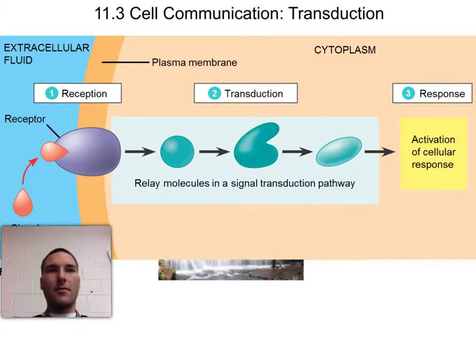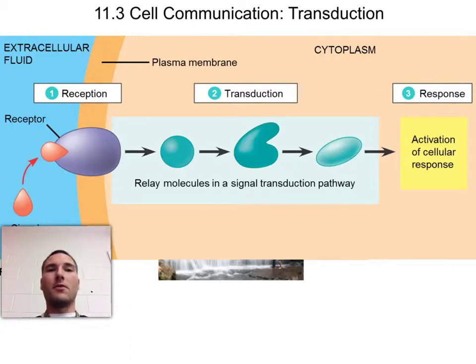Hey gang, this is your video for section 3 of chapter 11 on cell communication, and the first picture we're looking at here is the big picture of basically how a signal gets from outside of a cell, gets received, and gets to the inside of a cell where it needs to be.